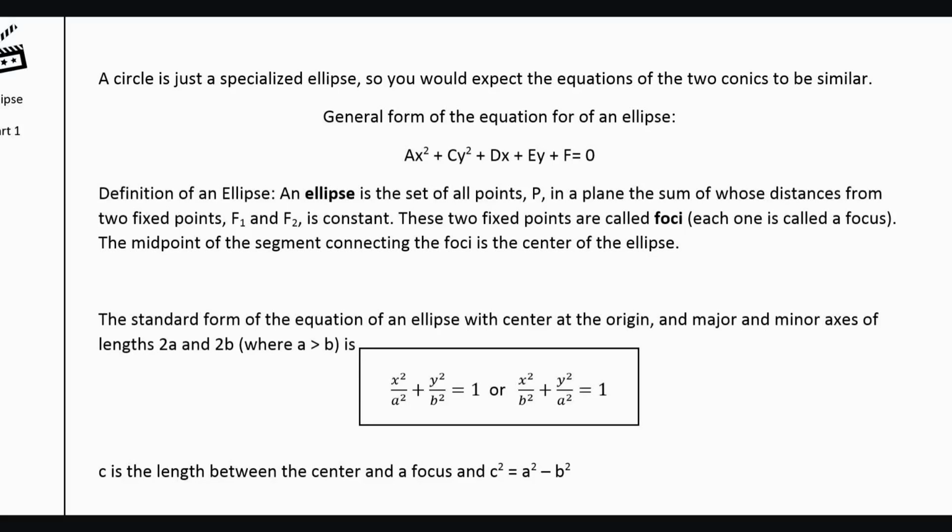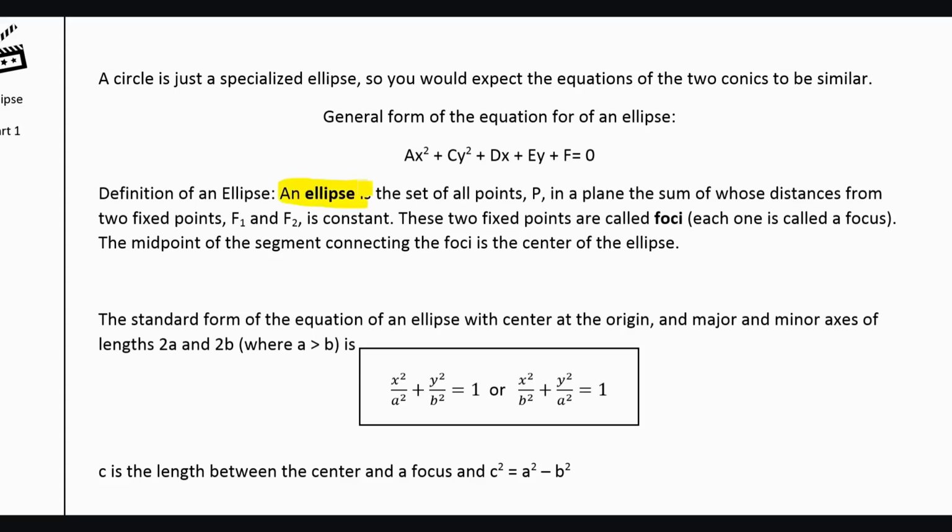Okay, we're going to start talking about an ellipse. A circle is actually just a specialized ellipse where everything's equidistant. So the equation for an ellipse is similar. The general form looks like ax squared plus cy squared plus dx plus ey plus f equals 0. Now remember we said the circle was all points that are equidistant from the center. So here's the definition for an ellipse.